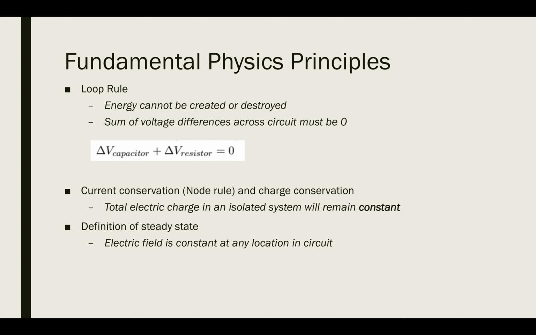Before I get any further into the experiment, let's first review the fundamental physics principles that relate to this lab. The first is the loop rule, which states that energy cannot be created or destroyed. From the loop rule, we see that the sum of voltage differences across the circuit, across all locations, must be zero. Next, we have current conservation, or the node rule, and charge conservation. From these principles, we can infer that the total electric charge in an isolated system will remain constant. Next, a definition of steady state, which says that the electric field is constant at any location in the circuit.